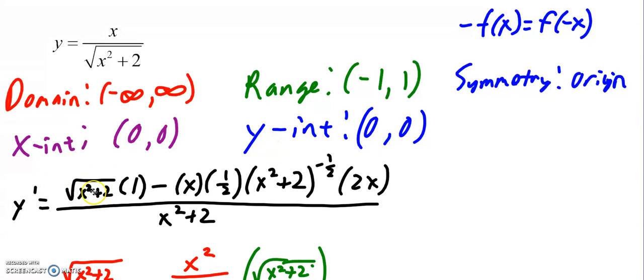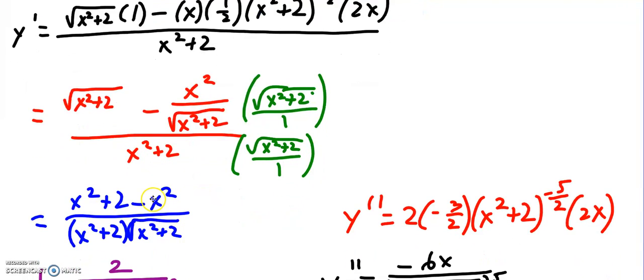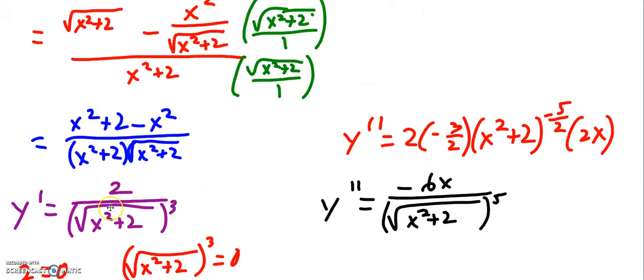Derivative is a little more complicated here, so I did the quotient rule. Bottom times the derivative of the top minus top times the derivative of the bottom. I've got to do the chain rule over the bottom squared. And now I can rewrite this in this form. So I multiply the top and the bottom by the root of x squared plus 2 to simplify this a little bit. And then, again, it simplifies pretty nicely. So the first derivative ends up simplifying to just y prime equals 2 over the square root of x squared plus 2, cubed.